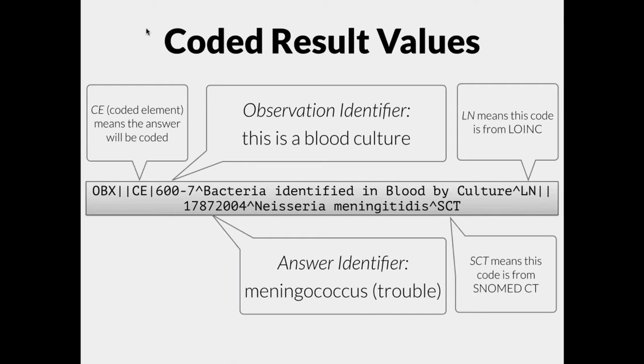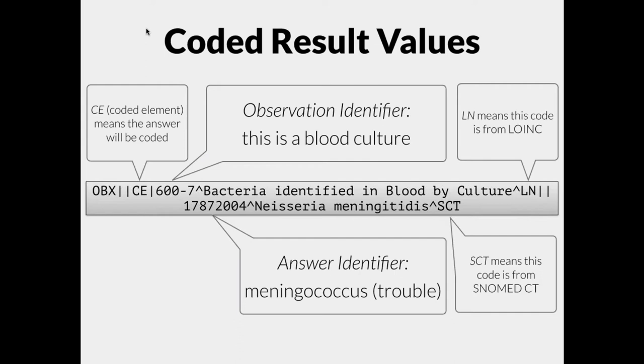I showed you first an example where the result was a number, and so you pair that with a unit of measure and you're good to go. Of course, for other kinds of observations, the answer or the value might be coded. Here's another example of the same flavor. This is an HL7 version 2 OBX segment snippet, and here the CE is saying the value is going to be a coded element.